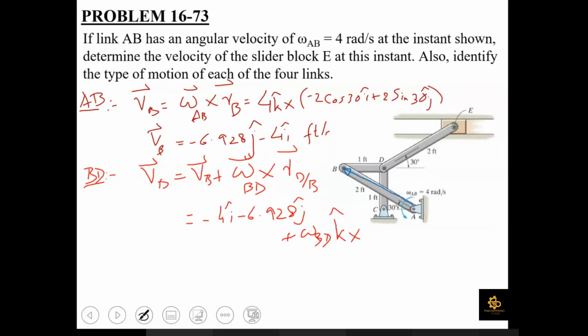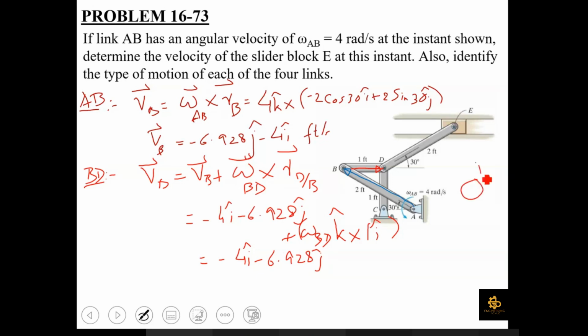cross, what is RDB? 1I. So it would have a magnitude of 1 foot, and its direction is towards the positive x-axis. So we can write it as 1I. So this is going to be omega cross R. Once you simplify it, it would become minus 4I minus 6.928 J.